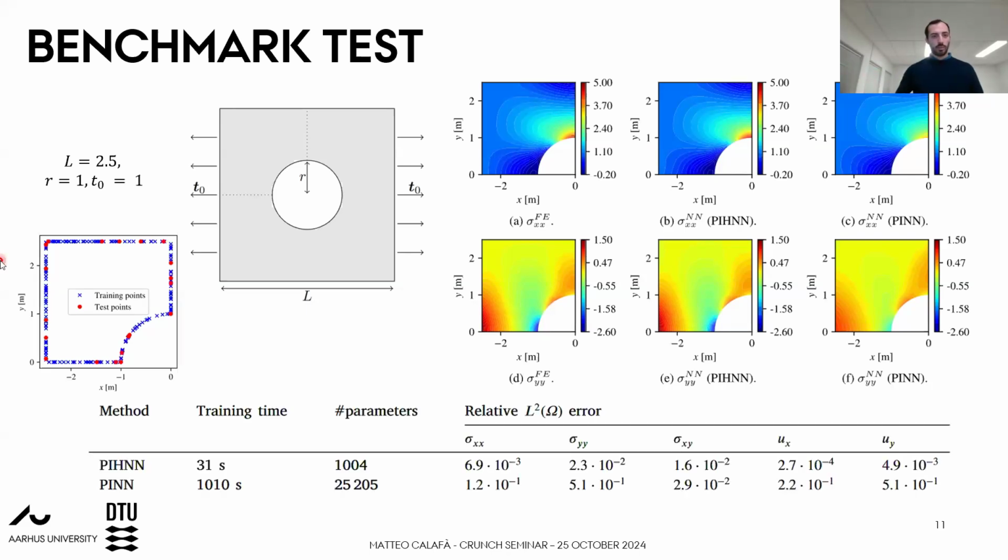And I think it's even more clear from this table. The training time of the holomorphic approach is much shorter, as well as the number of parameters and the errors. And so all these results obviously show a very important improvement in terms of accuracy and efficiency.